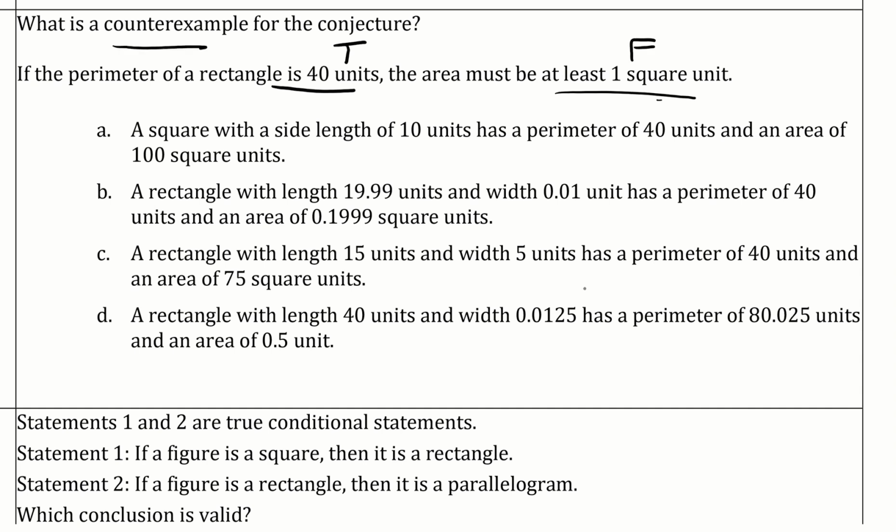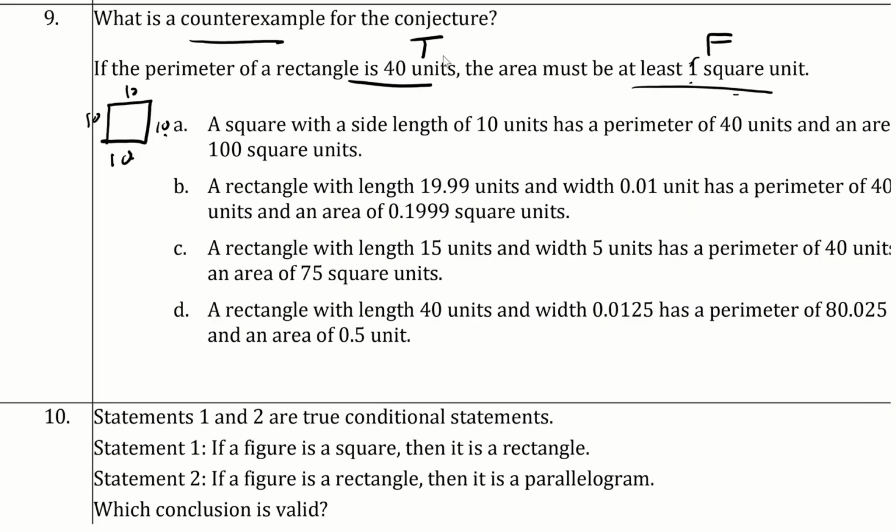All right, so a square with a side length of 10 has a perimeter of 40. So yeah, 10, 10, 10, 10, right? That's 40. And an area of 100. Yeah, because 10 times 10 is 100, right? Which is not equal to 1. So that looks pretty good so far. However, they wanted it to be a rectangle. So even though a square is a rectangle, we technically want this to just be any rectangle. It doesn't have to be a square, right? So let's do an example where we have a rectangle that's not a square, right?